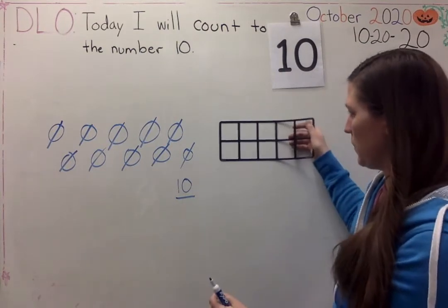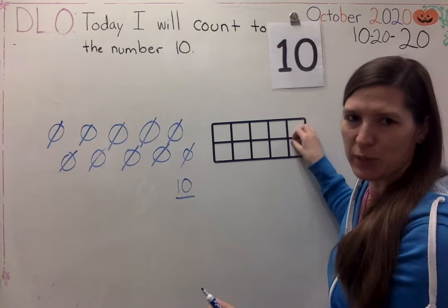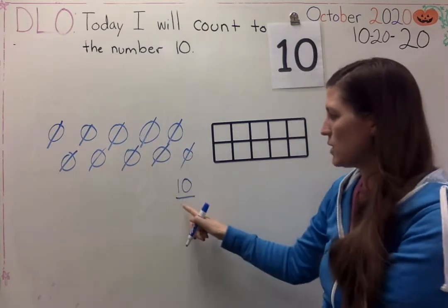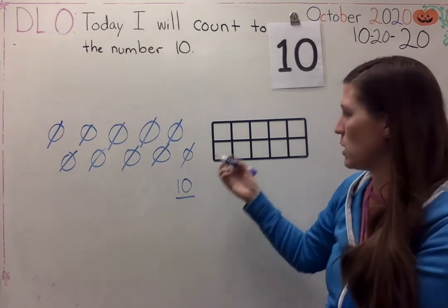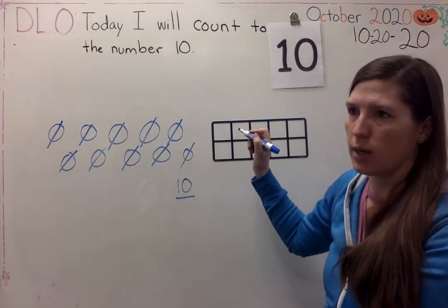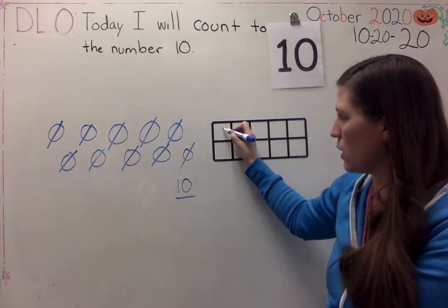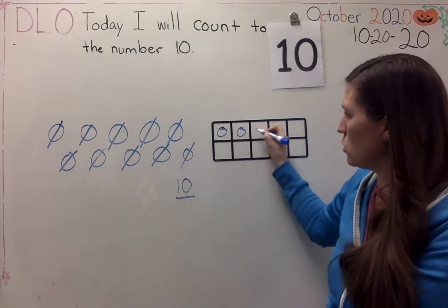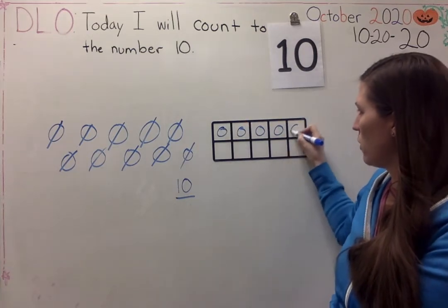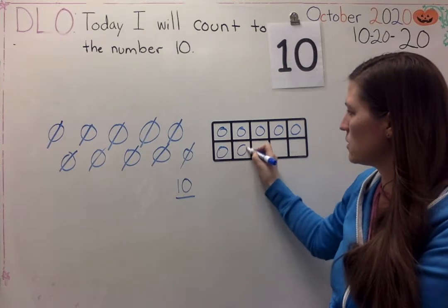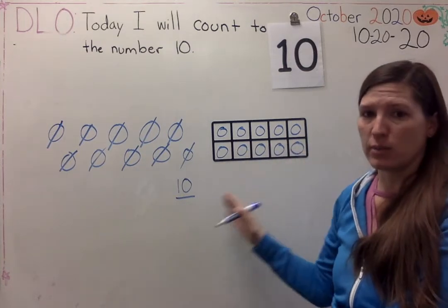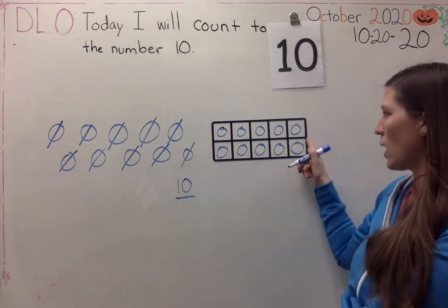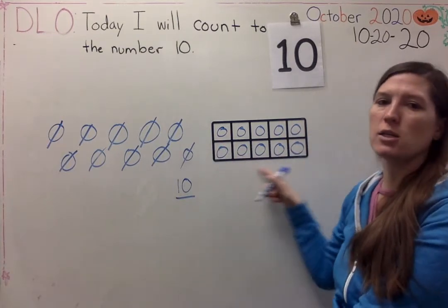So let me start again, because it's important to explain things. I counted 10, I wrote it so I didn't forget, and I'm going to fill in the 10 frame. Count with me. I'll draw circles like you guys. Count with me. Ready, go. 1, 2, 3, 4, 5, 6, 7, 8, 9, 10. I filled in my 10 frame from left to right, and I went to the next line to fill it in.